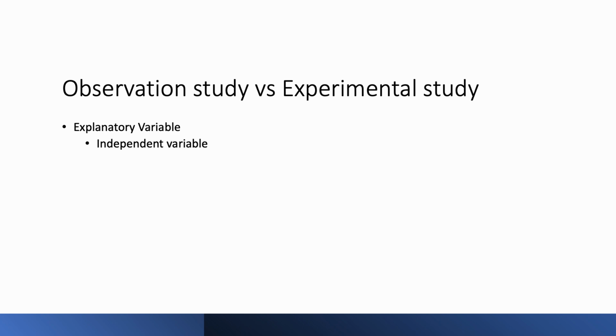There are two key pieces to both of these that we need to look at first. The first one is an explanatory variable, that is the independent variable. The second is the response variable, and that is the dependent variable. It's important for us to identify these because that is one of the key characteristics that is going to differentiate the observational studies from the experimental studies.